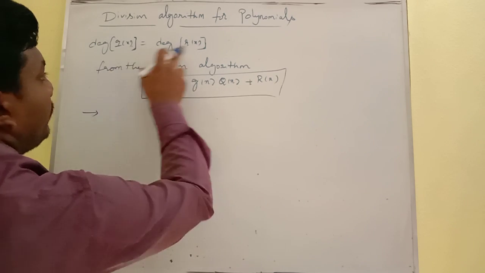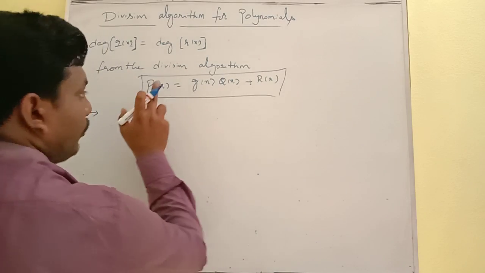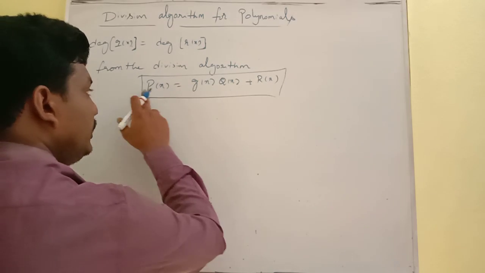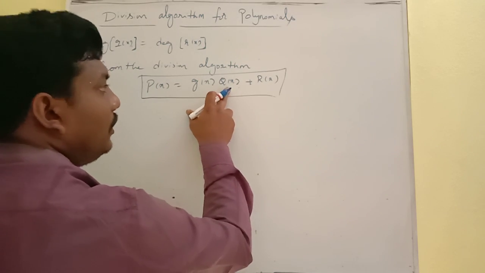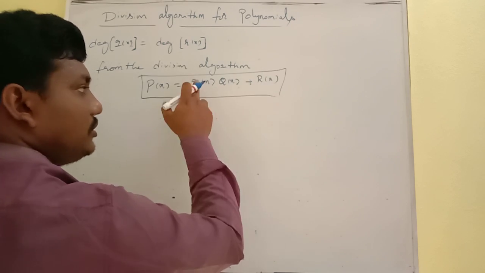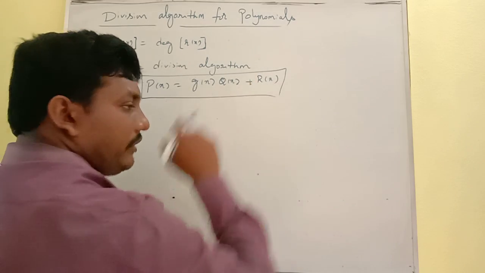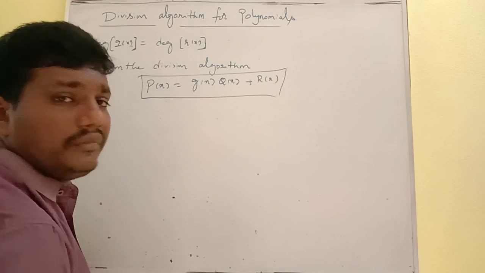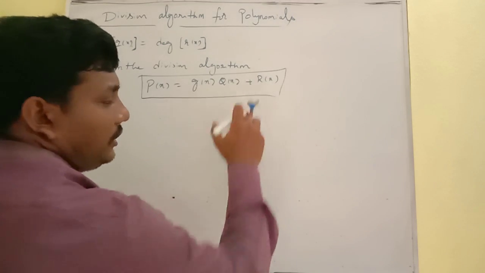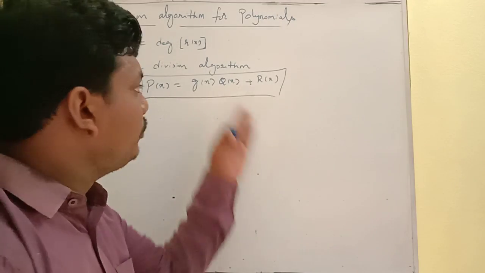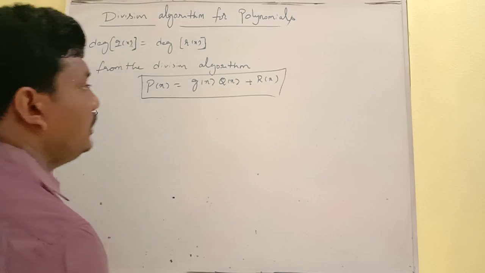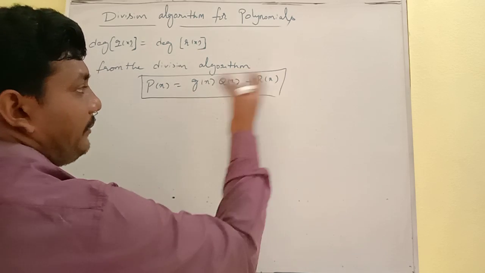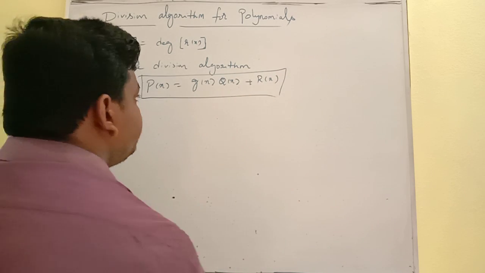These two are not dependent, because p of x degree depends on g of x and q of x. These three are interlinked. Then the r of x degree depends on the g of x degree, because the r of x degree is always less than the g of x degree. Coming to q of x and r of x, there is no relation between the q of x degree and the r of x degree. So we consider any degree for q of x, and the same degree for r of x.